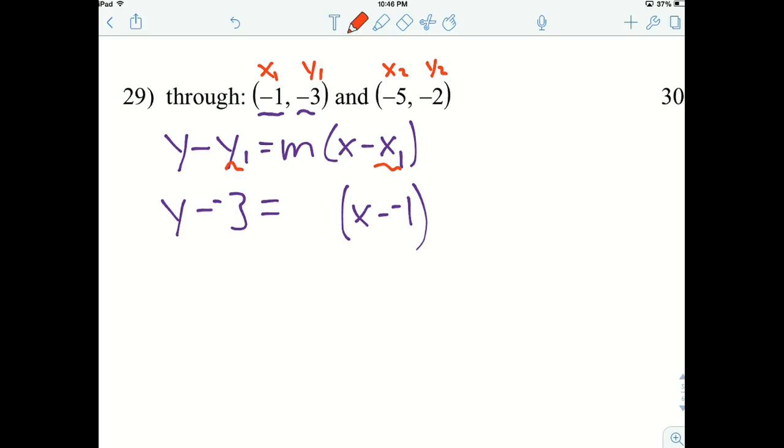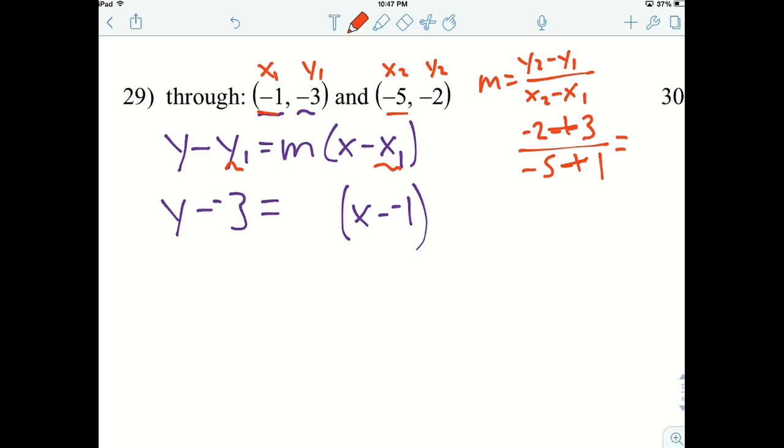And what we can do is do our slope formula. m is equal to y2 minus y1 over x2 minus x1, our slope formula that we used earlier. y2 is negative 2 minus y1 is negative 3. So minus negative 3. On bottom we have x2, negative 5, minus x1, negative 1. Since I have minus and negative on both top and bottom, I will change those both to pluses.